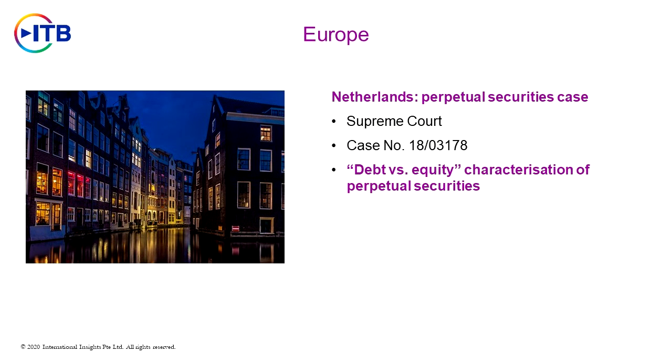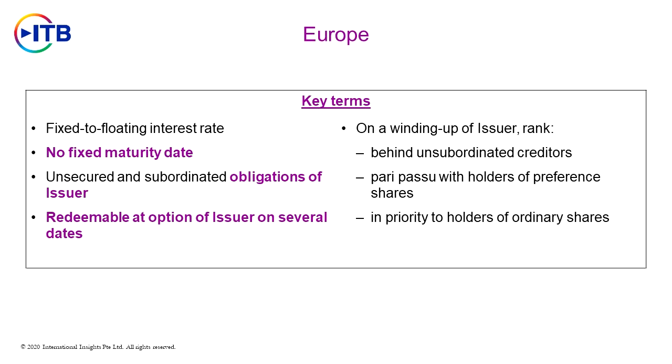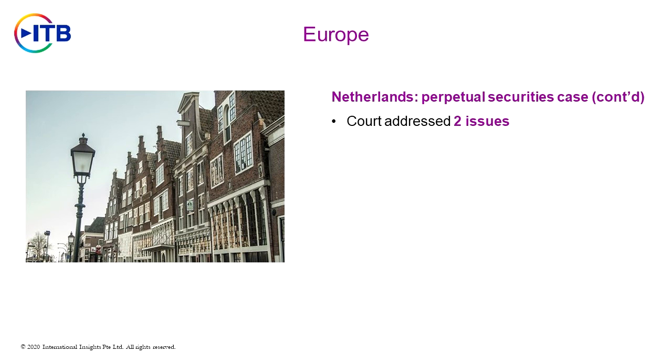In the Netherlands, the Supreme Court has decided an important case in regard to the debt versus equity characterization of perpetual securities. The securities were issued with these key terms. You'll notice that the securities had no fixed maturity date, but they were stated to be obligations of the issuer, and they were redeemable at the option of the issuer on several dates. The court addressed two issues.